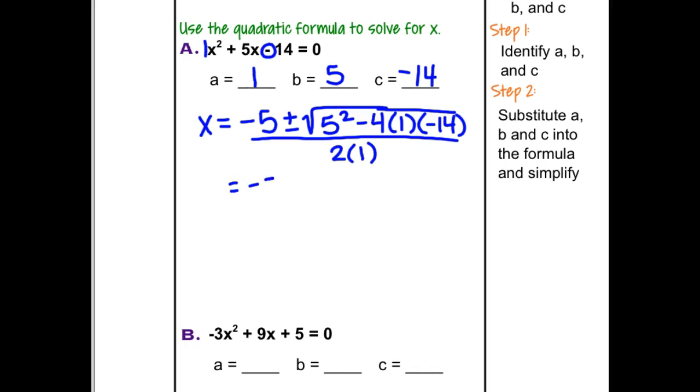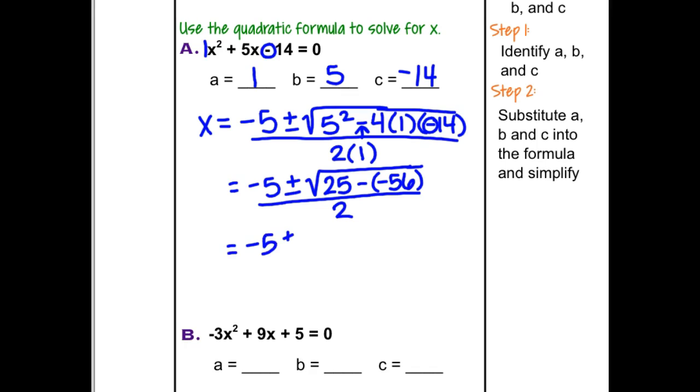So we have negative 5 plus or minus 5 squared is 25. And then we have minus 4 times 1 times negative 14, which is 56. So that's minus a negative 56 because it's minus here and we have a negative here. And then 2 times 1 is 2. Now we have negative 5 plus or minus 25 minus negative 56. That's plus 56. So 56 plus 25 is going to be 81 over 2.